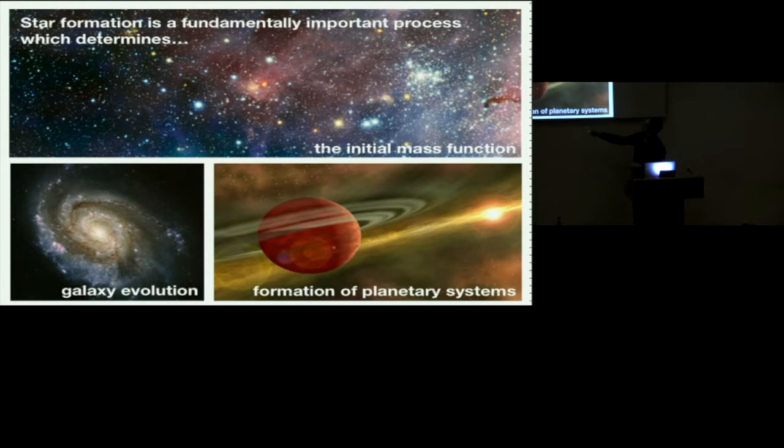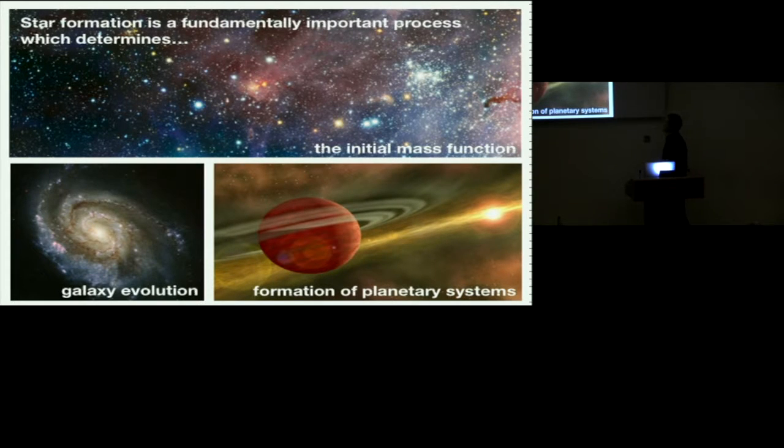It also dictates the visible structure of galaxies in terms of their spiral arm structure, where the young stars are forming. And stars of different masses also are responsible for replenishing the interstellar medium with chemical elements in different ways. So star formation is effectively setting the chemical evolution of galaxies as well.